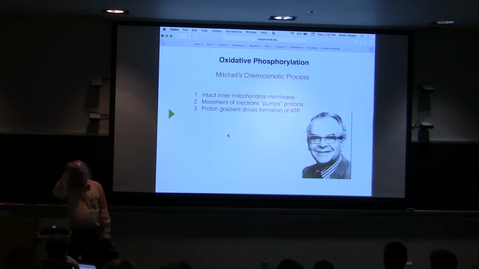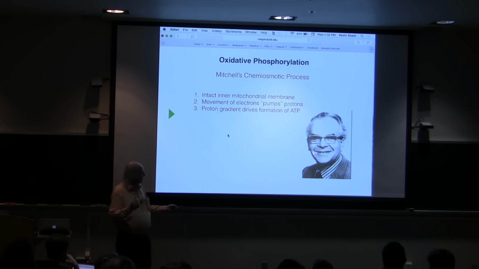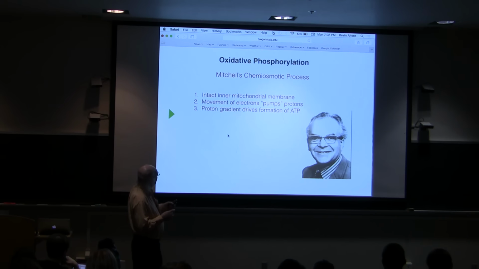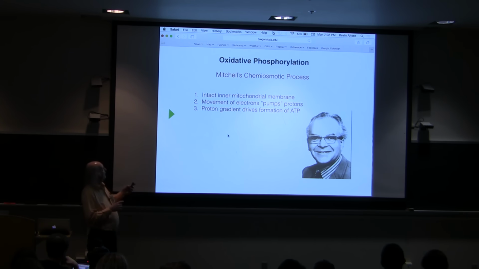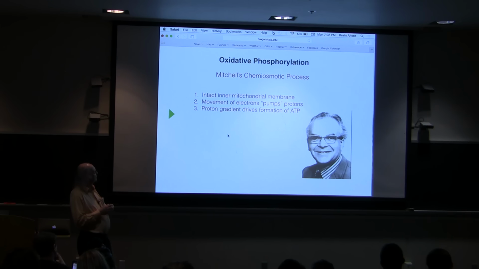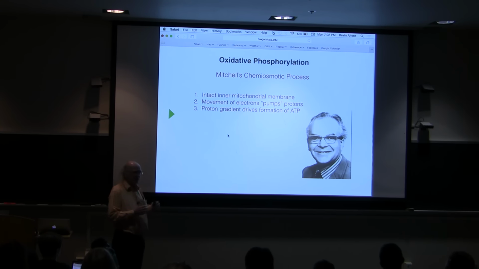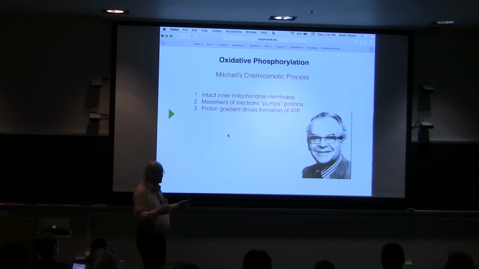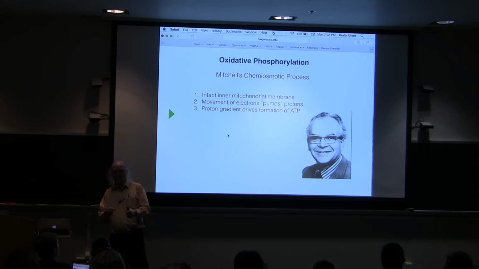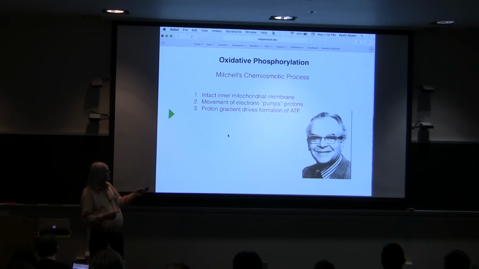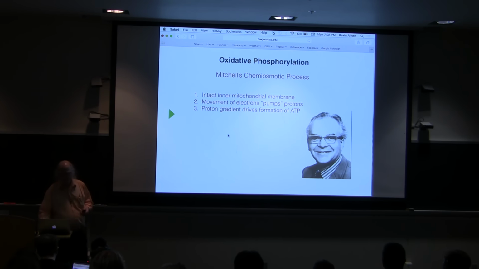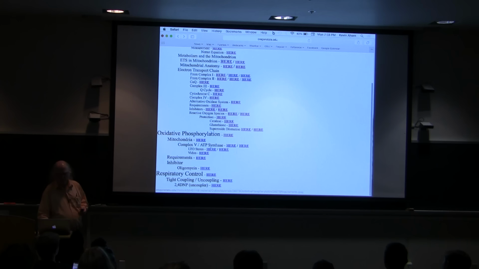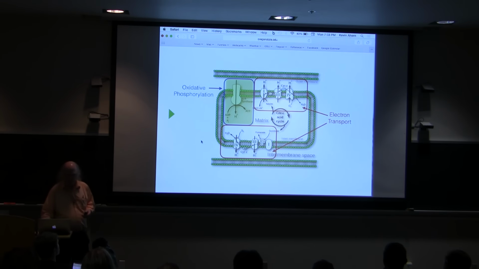Okay, oxidative phosphorylation. Peter Mitchell, the guy shown here, came up with the chemiosmotic hypothesis. It required several things: an intact inner mitochondrial membrane. It required movement of electrons that pumps protons, which we've already talked about. And it says the proton gradient drives the formation of ATP. It was a radical idea. It said that formation of ATP didn't come from a high-energy intermediate, but rather came from this complex that's letting protons flow through it. As I said, he turned out to be completely right and won the Nobel Prize for it.